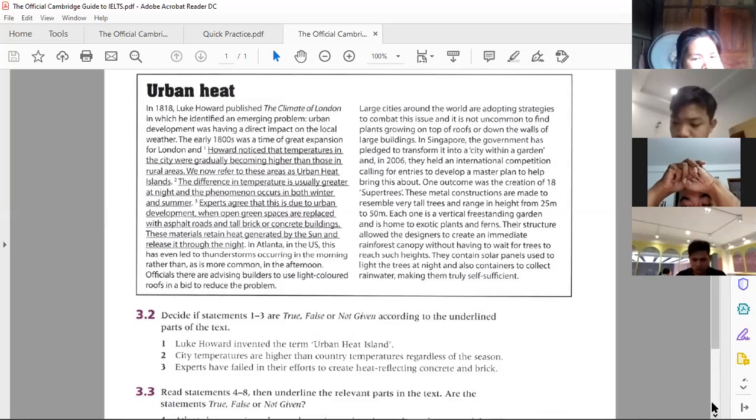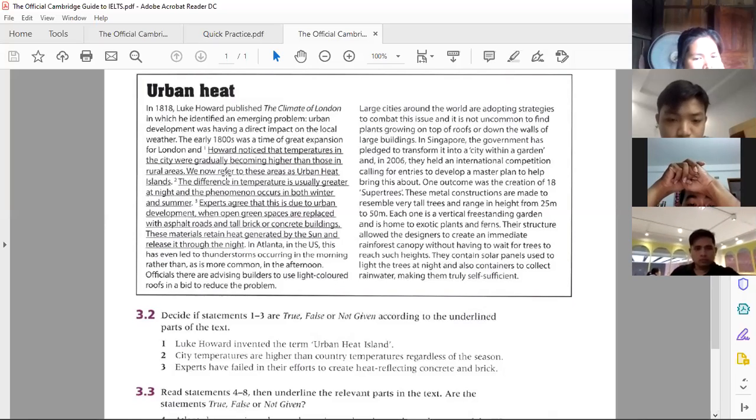I think false. You think false? Why? Because they use the word noticed but not invented. The two are different things. Very good. So it's false. Remember earlier we said true means it has the exact same meaning. But in our text, they said Howard noticed, not invented. And the one that refers to these areas as urban heat islands is we. We don't know who we are. It's just Howard, he noticed the temperature. He did not invent that term.